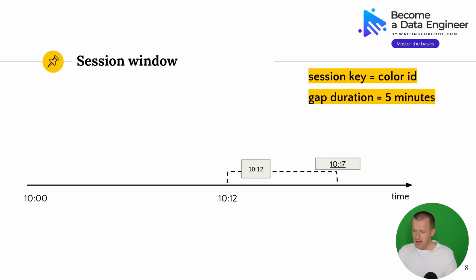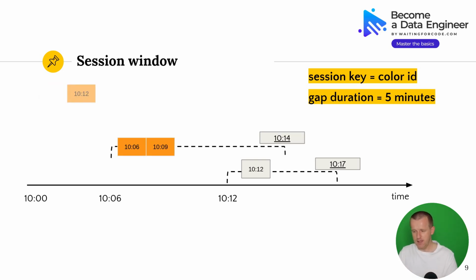Another important part is that this session window is key based, so each key has its own session window. Even though we get some data for 10:06 for the orange session key, we can still keep this session window open as long, of course, as it doesn't reach the input watermark. So it's again the same story, and we can even have the same gap duration for this window.